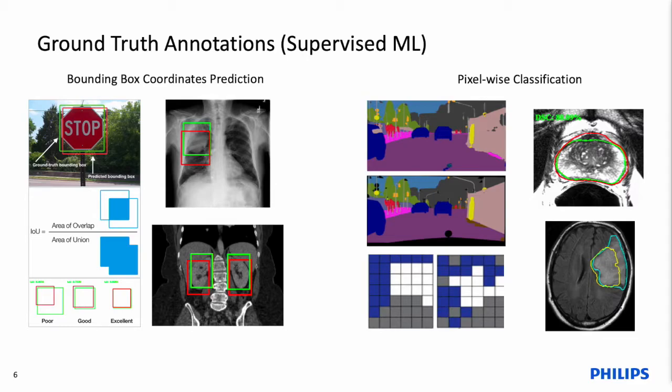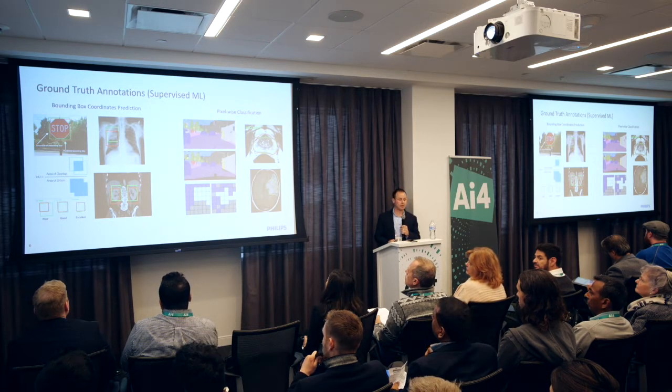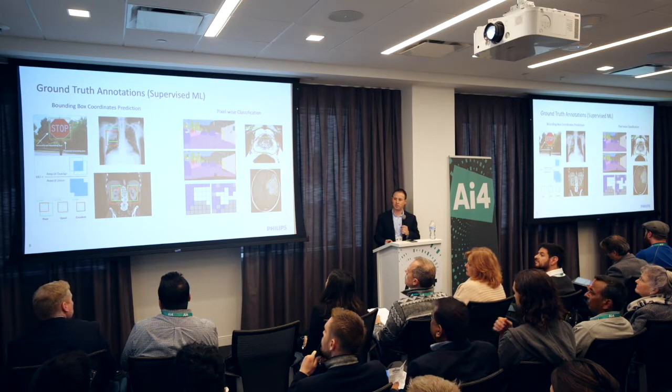There's an image of a stop sign, and in green is the ground truth. So that was someone actually manually tracing a bounding box around that. A prediction of an algorithm would be in red, and you can then measure how well the algorithm did by perhaps the overlap of those regions. And the same exact idea can be done with medical images.